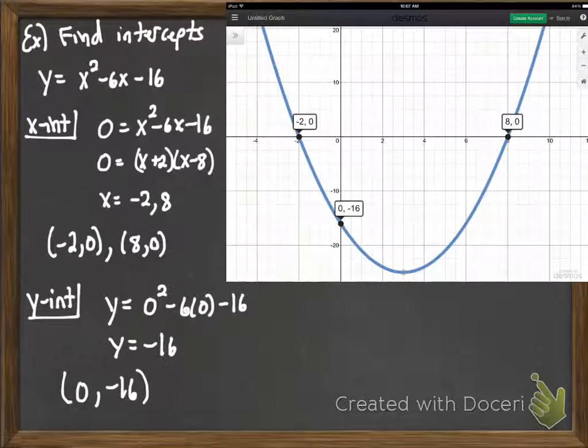And we can kind of confirm everything that we have here. If we look at this picture, we can see that the places where the graph crosses the x-axis are at negative 2, 0 and at 8, 0. And the point where it crosses the y-axis is down there at 0, negative 16. In our upcoming video, we're going to look at some examples of using the intercepts to graph some equations.